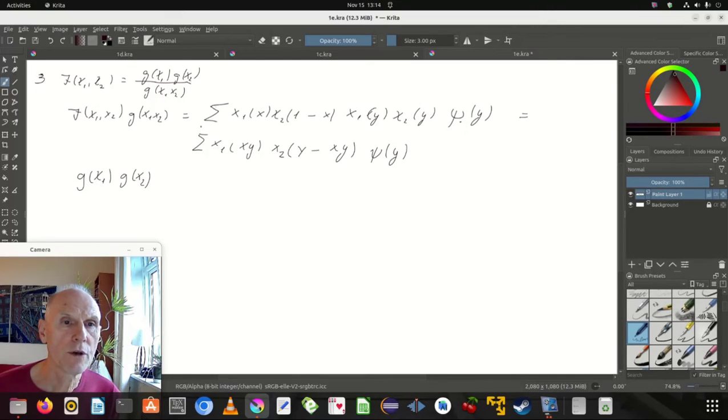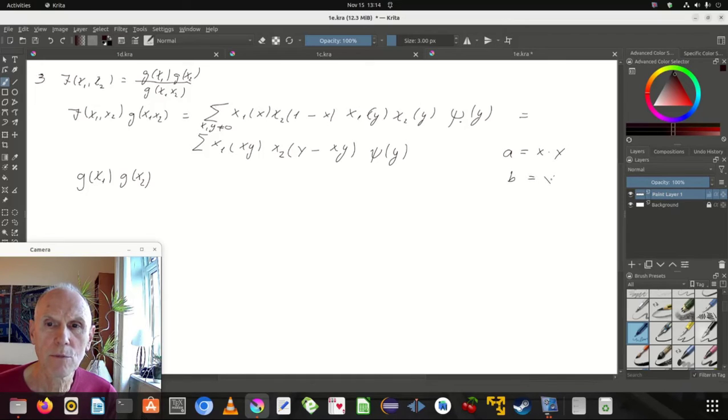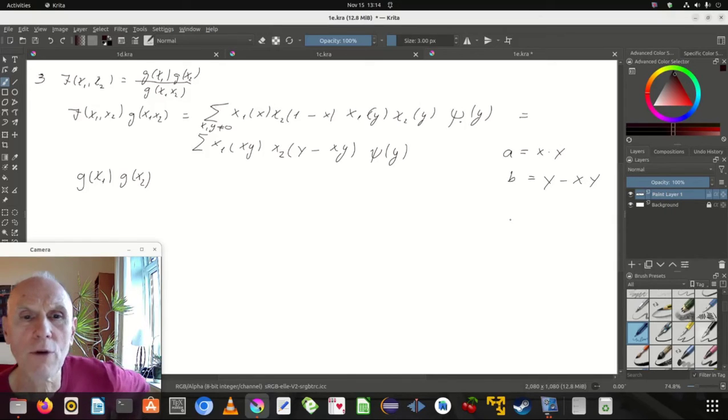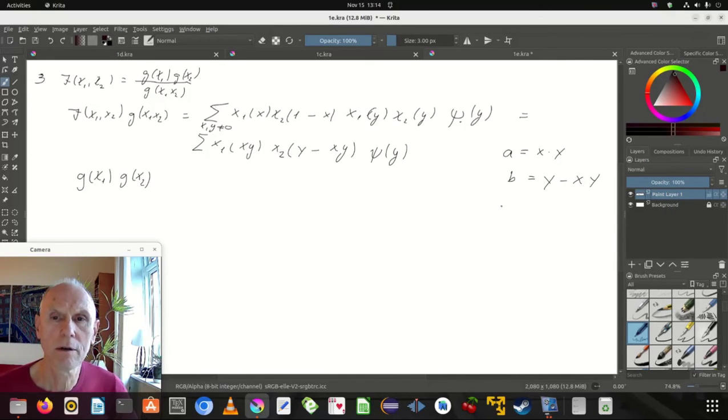Of course, we need only have x distinct from naught and y distinct from naught. So we set a equal to x times y and b equal to y minus x times y. How about that map? A plus b equals y.